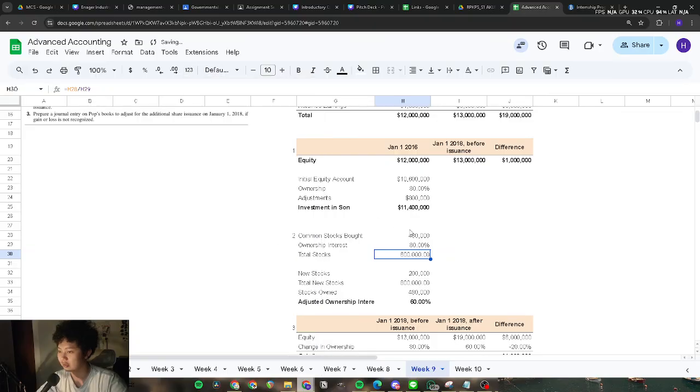Number like that. Yeah, so you get 600 there. And so from this pool of like 600,000 stocks, the company, the parent, owns 480 of them, which makes it 80%.